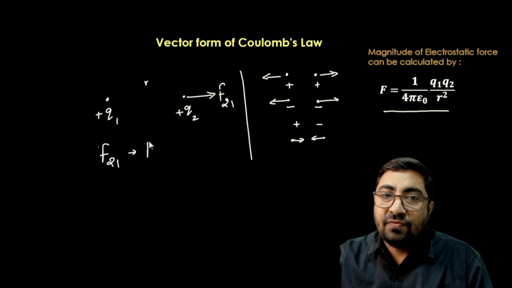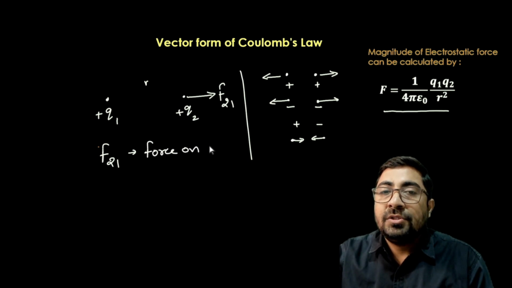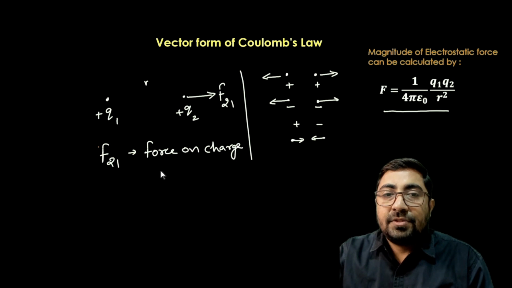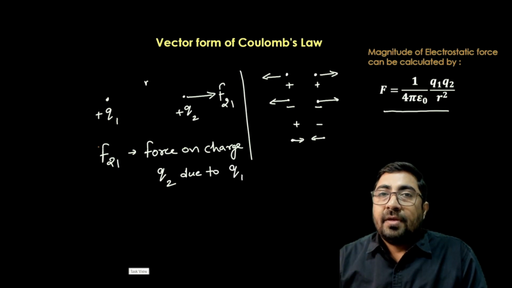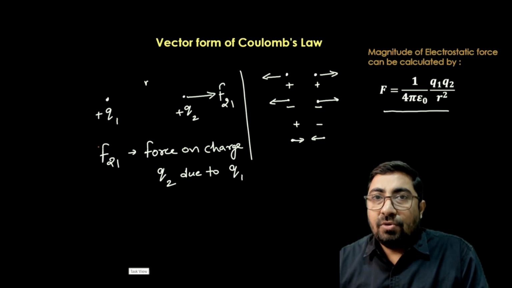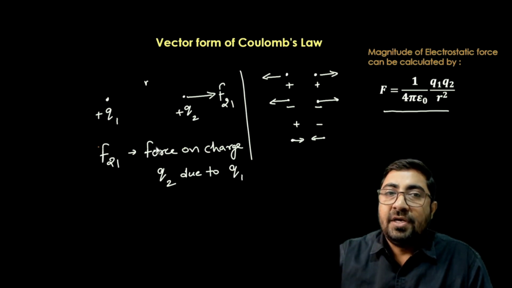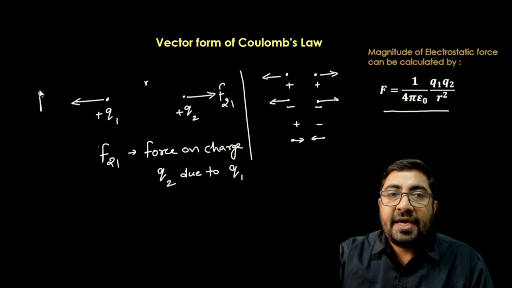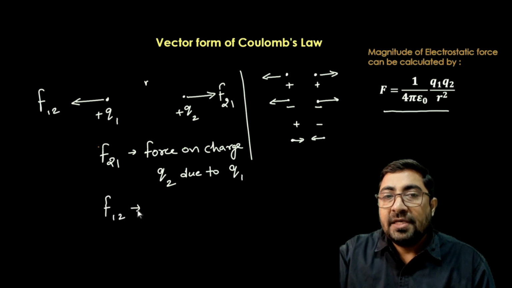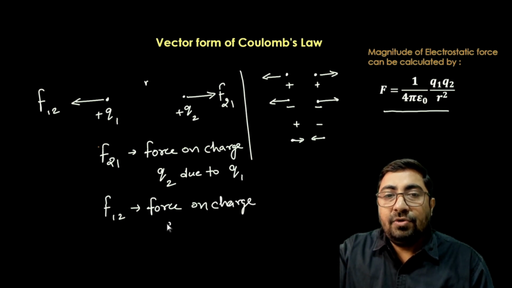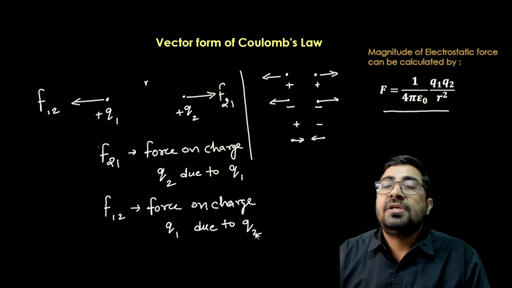So I can write that it is the force on charge q2 due to q1. Similarly, at the same time, charge q2 also applies a force on the charge q1. So I can write the notation F12, that is the force on charge q1 due to q2. These are the simple notations here.